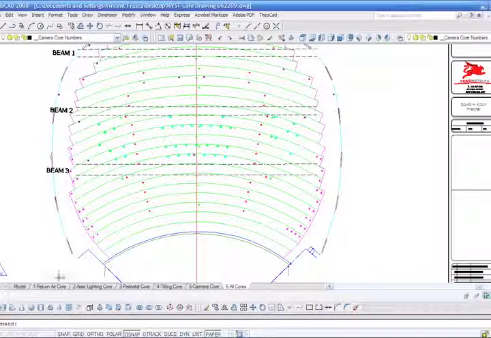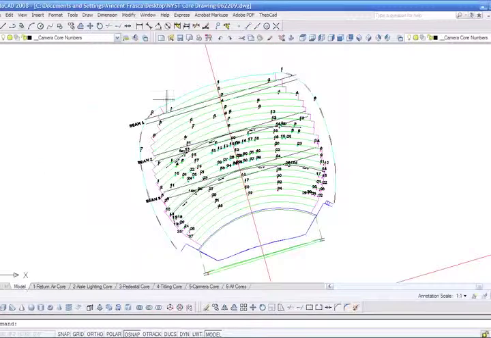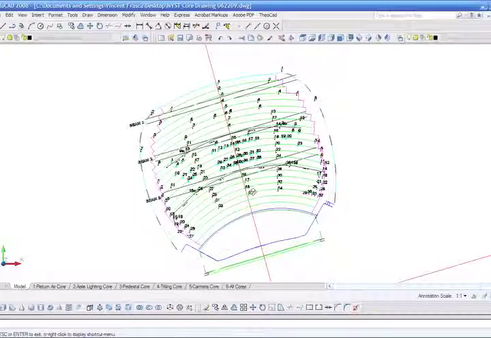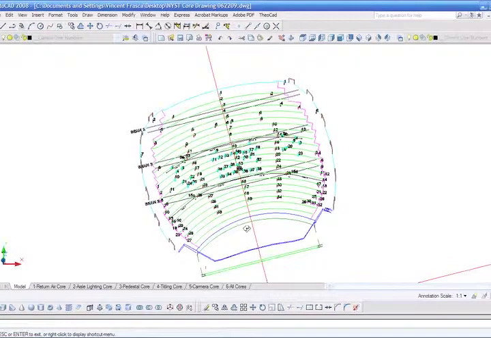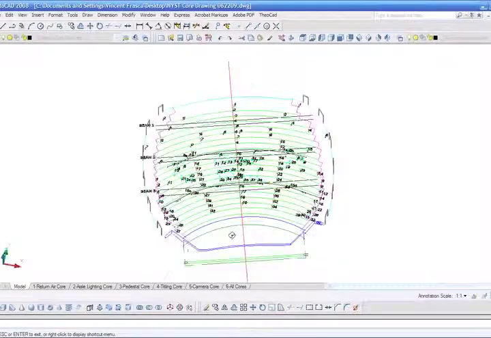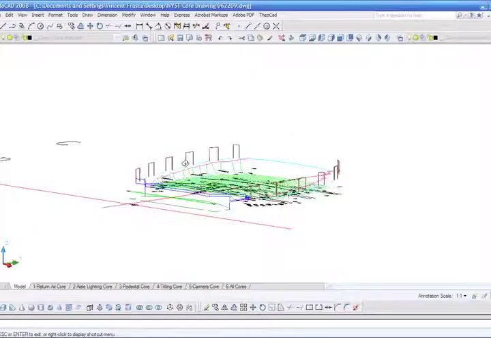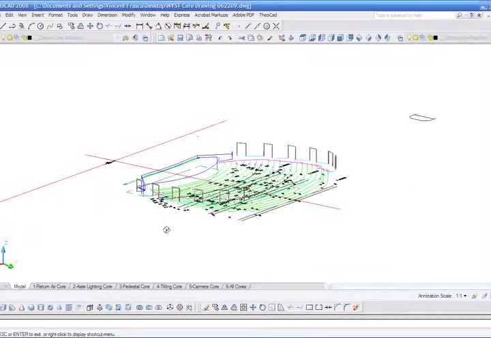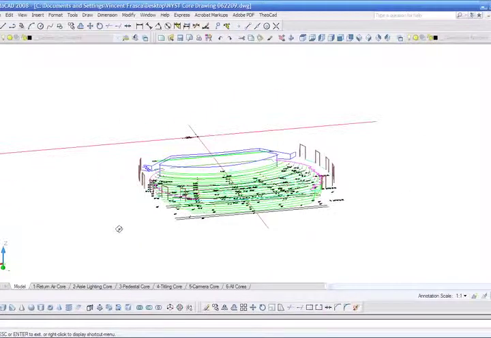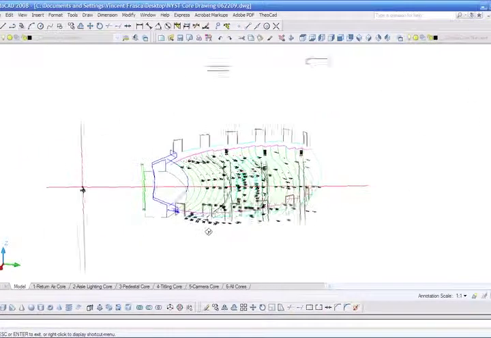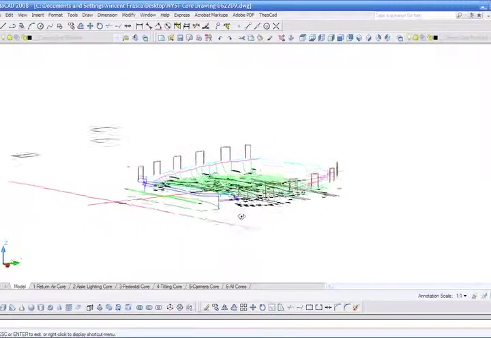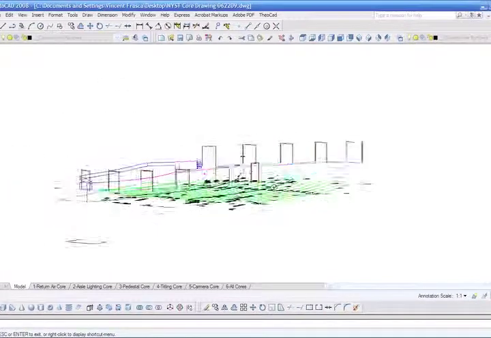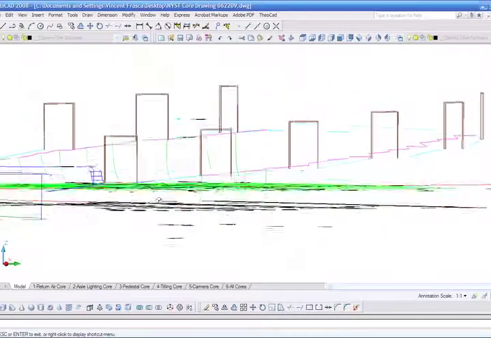And so what we did is we measured, I'm going to go to the model space now. This again is the document from the field. We measured above the theater floor, and we measured below the theater floor to capture the position of the beams.